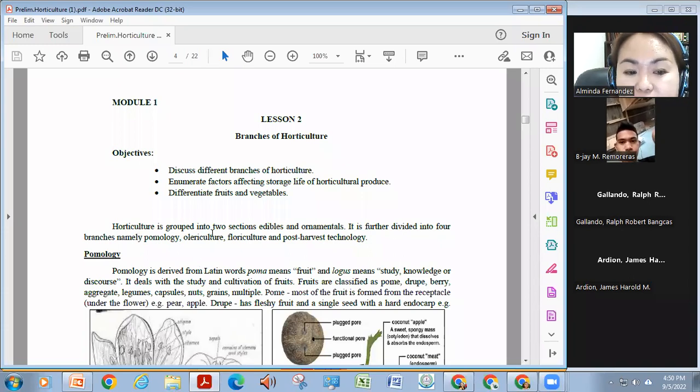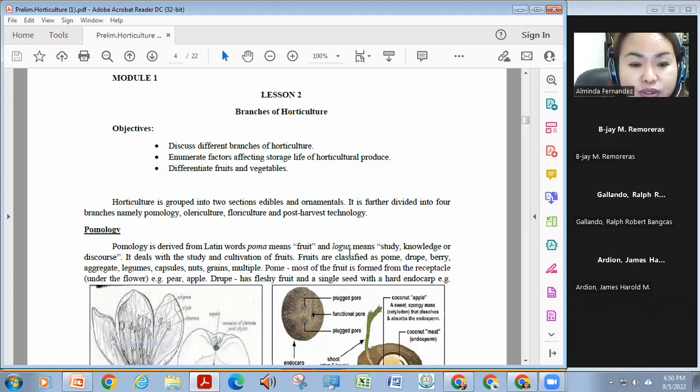horticulture per se is grouped into two sections. We have edibles and ornamentals, no? And even further subdivided into pomology, or the study of fruits, and olericulture, or the study of vegetables. Floriculture naman, or the study of flowers and post-harvest technology. So we're going to focus on those.